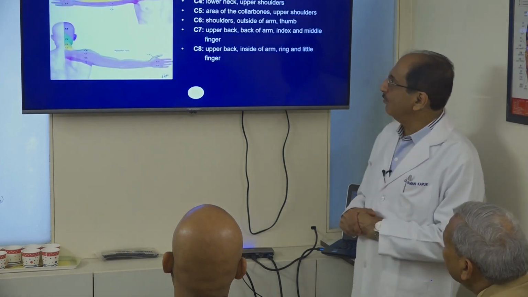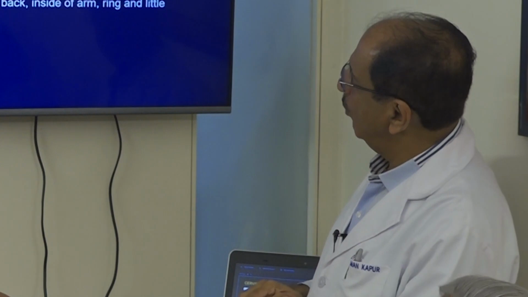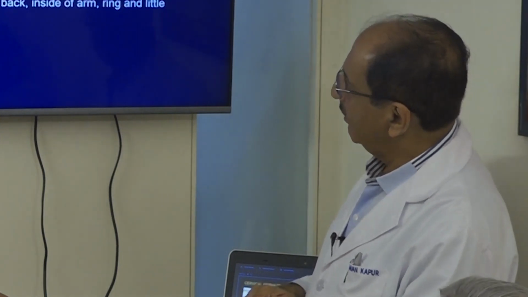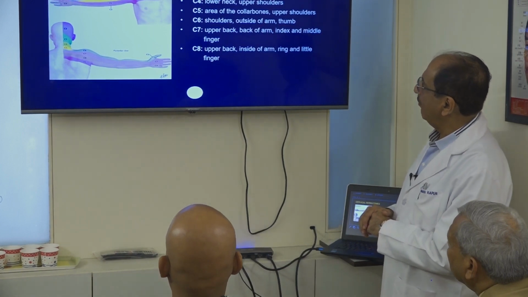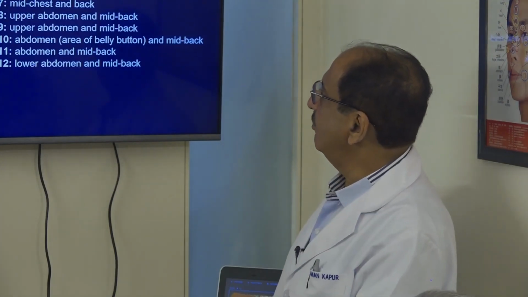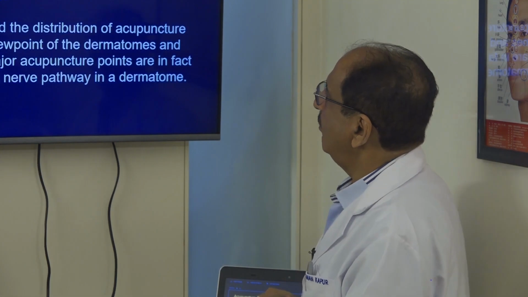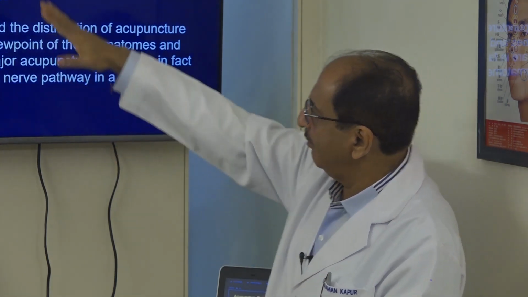So the cervical dermatomes: C2 is supplying the lower jaw and the back of the head. C3 is supplying the upper neck and back of head. Then the thoracic dermatomes from T1 to T12. Now we will talk about the acupuncture points on the back.